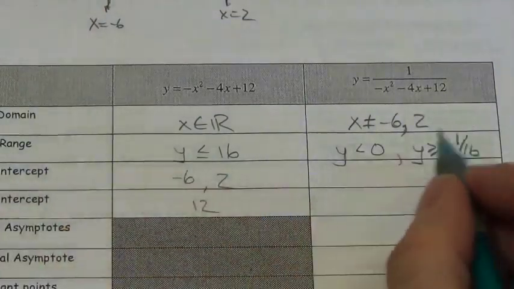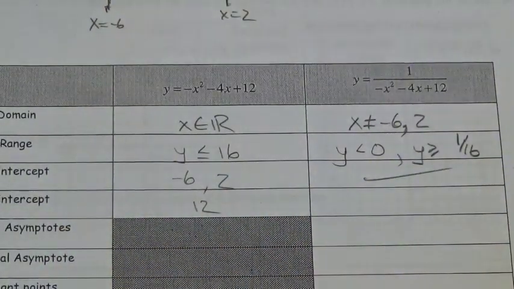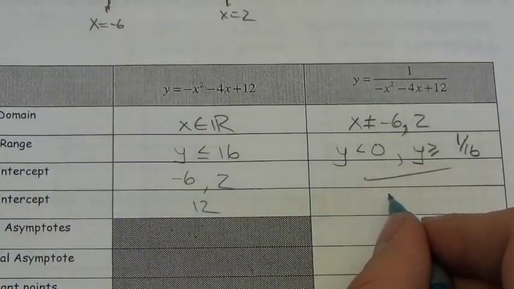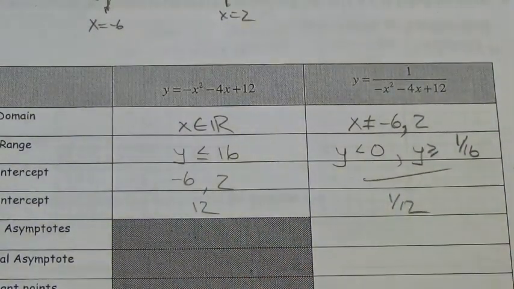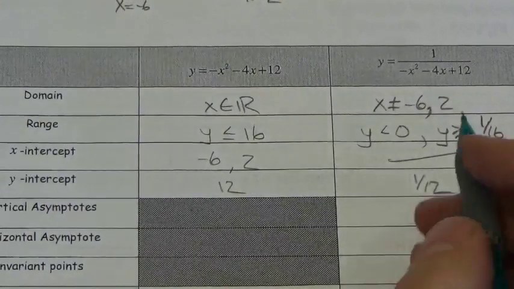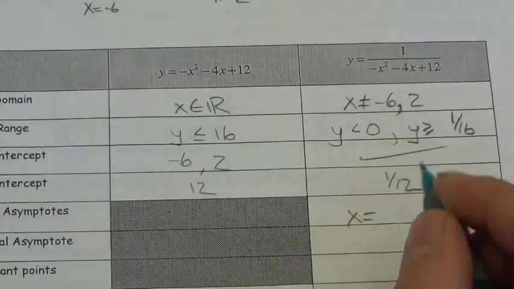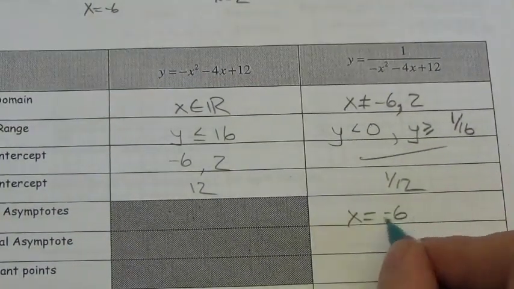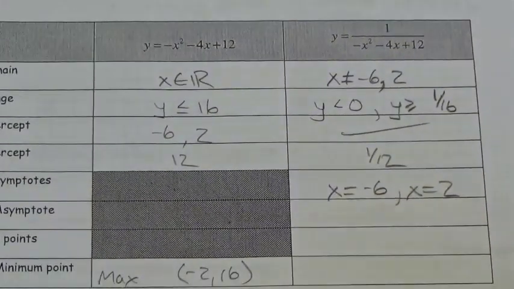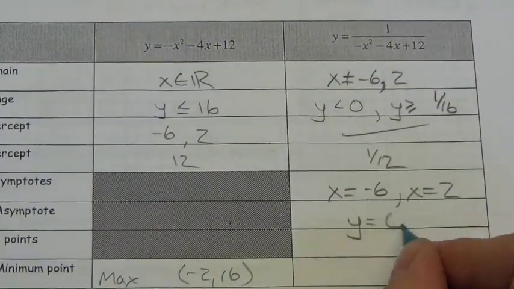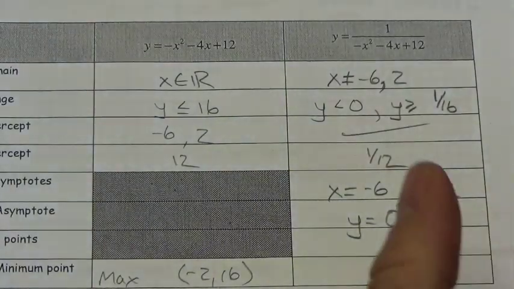Okay. X-intercepts, well, the reciprocal doesn't have any. It doesn't hit the x-axis. The y-intercept is going to be the reciprocal of the one that we had originally, so 1/12. Okay, vertical asymptotes. These are related to the gaps in the domain. So x is equal to 6, x is equal to 2. Horizontal asymptote comes up over and over again. Y is equal to 0.